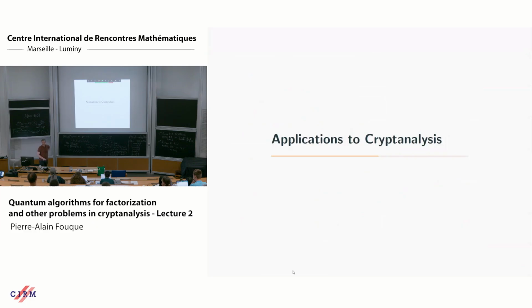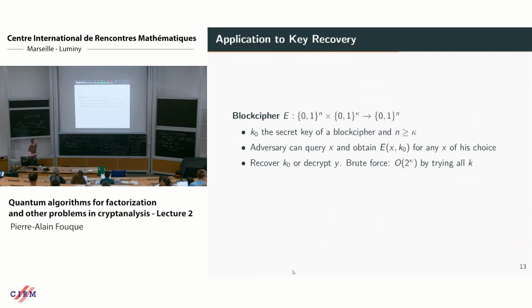Okay, so I don't know if I have to stop now, or maybe I will just show you some applications. One of the most important applications is doing the Grover algorithm on a block cipher. You can assume that the block cipher has an n-bit input and a kappa-bit input for the key, and the output is also n-bit. So this is the plaintext, and this is the ciphertext.